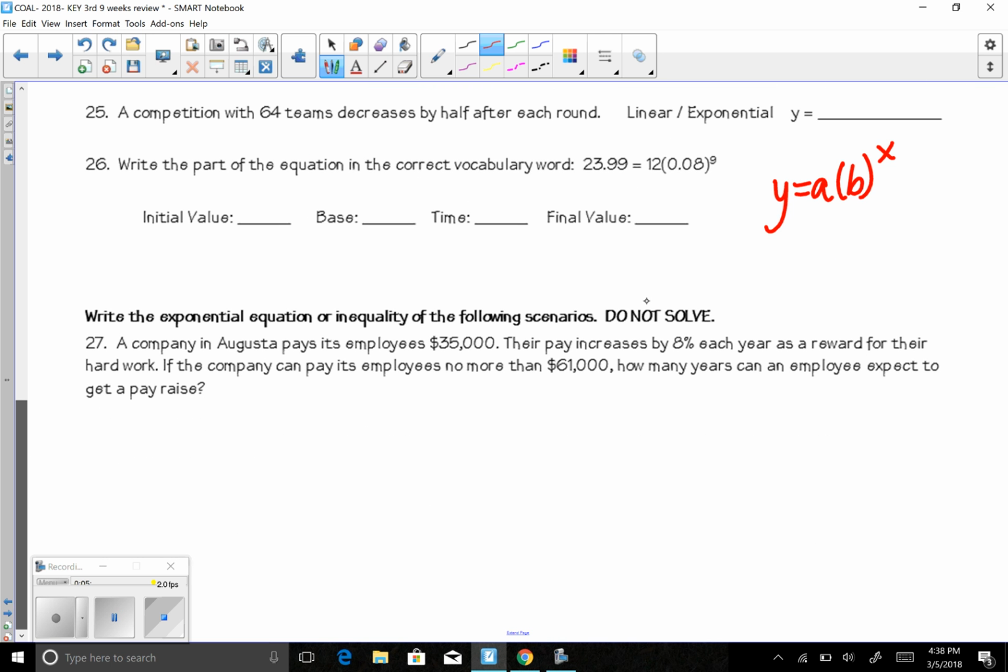27, you're writing these scenarios, or you're writing these equations based on the scenarios, and the key thing here is do not solve. Okay, so some of these are equations, some of these are inequalities, and you've just got to look for the keywords. So an Augusta company pays its employees $35,000. Their pay increases by 8% each year. There's that key right there. As a reward for their hard work. If the company can pay its employees no more than, okay, there's a hint there, no more than $61,000, how many years can an employee expect to get a raise?